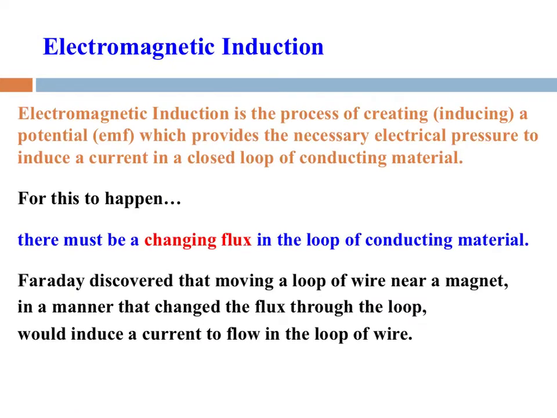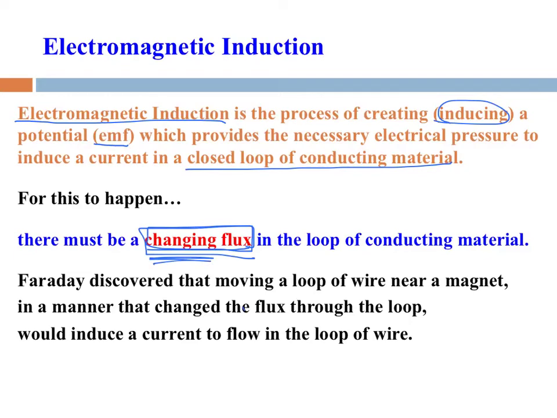Now we're going to use this flux to calculate our electromagnetic induction. Electromagnetic induction is the process of creating or inducing a potential or EMF, which provides the necessary electrical pressure potential to induce a current in a closed loop of conducting material. Again, we saw in our last video that a loop moving in a magnetic field causes current. Well, we're going to see how changing flux also does that. So again, we have to have a changing flux. This is the most important part, changing being the operative word.